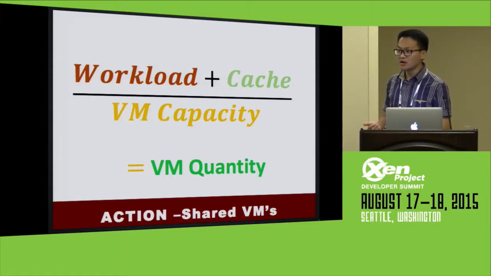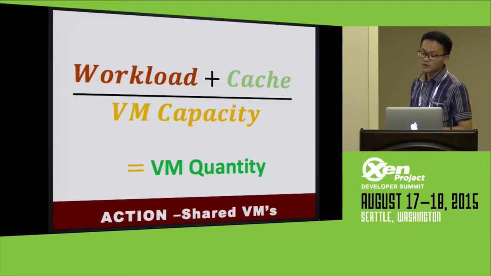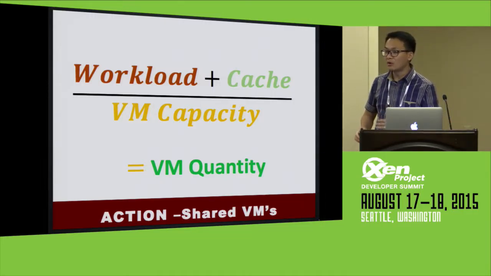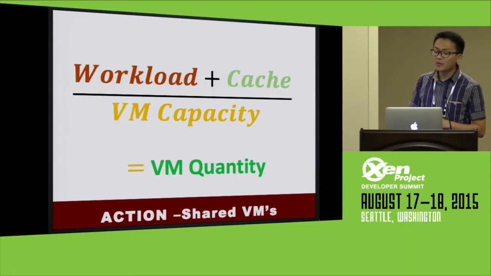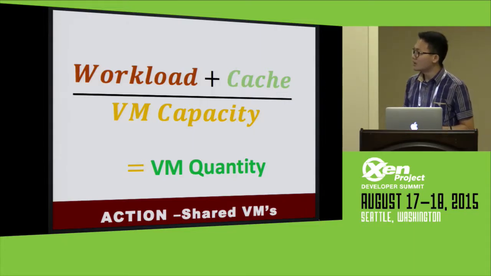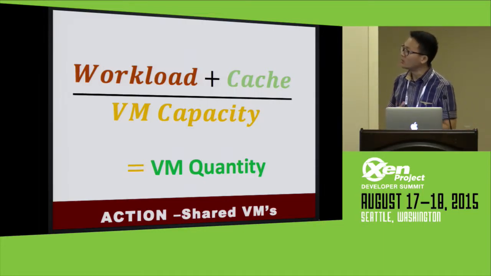The VM quantity here is the number of VMs we need to run on the XenServer. So it's quite easy to get the result. If we get the VM quantity, we can dynamically change the number of running VMs to save power, or start VMs for future requirements. So it's quite easy here. But the hardest part of this formula is the cache. If we define quite an easy cache for this formula, we get the VM quantity easily.